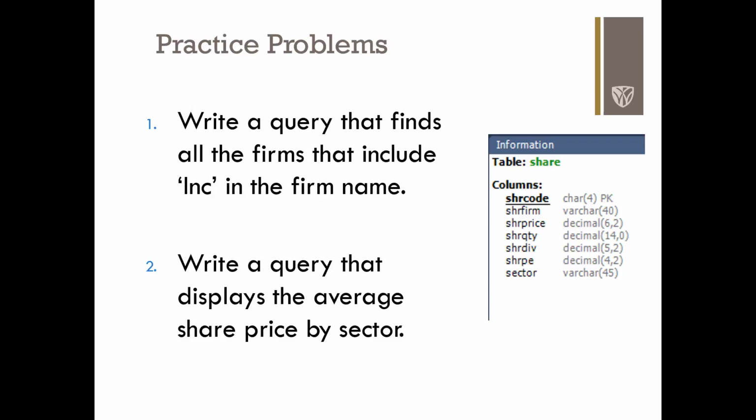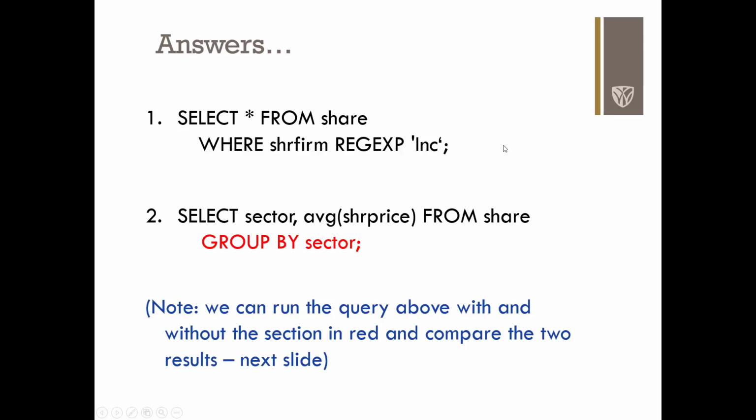So in the first one, do you recall how we compare values? Well, it's again using the reg expression. In this case, we would say select star from share where share firm reg express Inc., and that would give us the values we're looking for. The second one, if you recall, we're trying to find the average share price for each sector, rather than the average share price for all of the shares in the table.